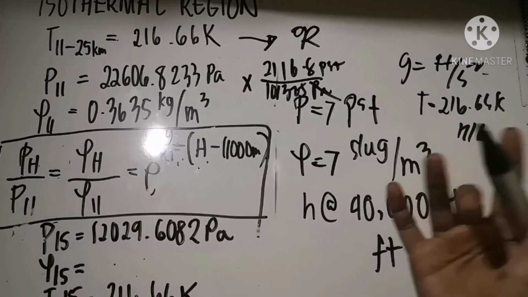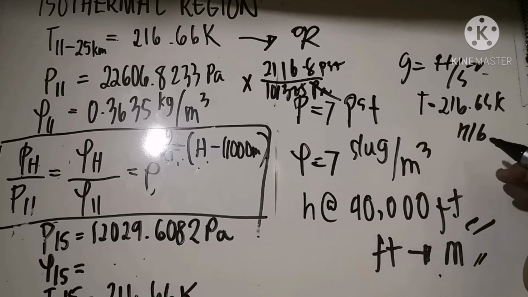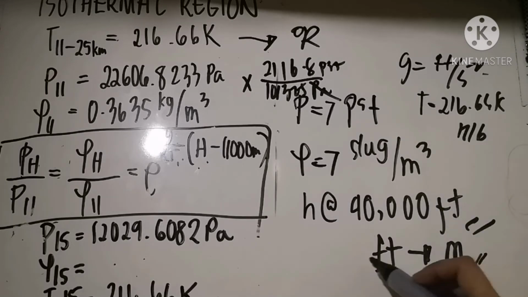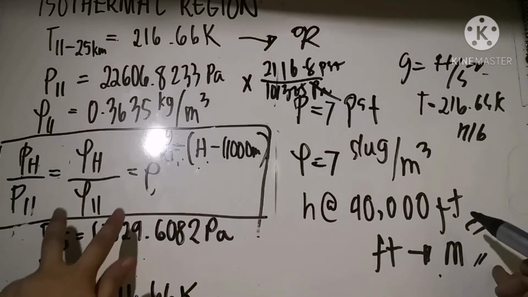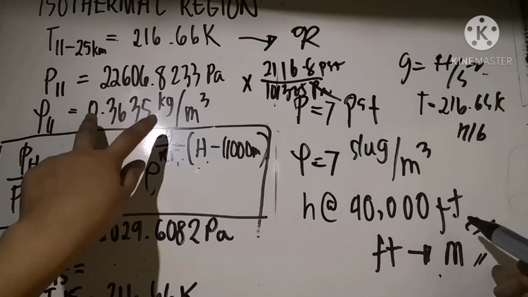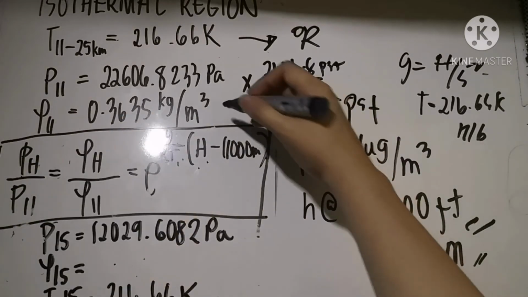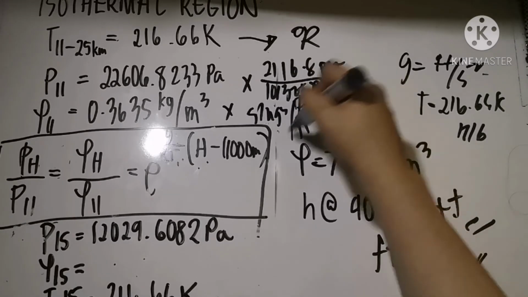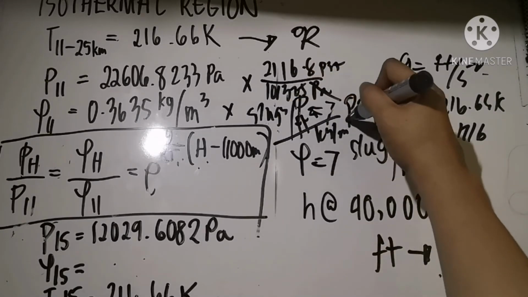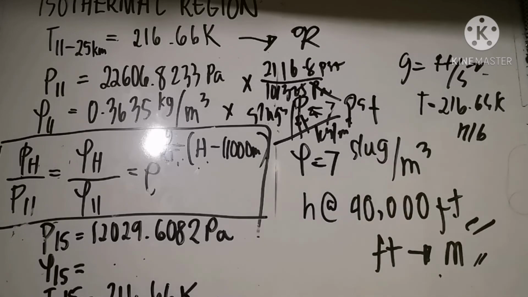Same goes for density. You convert the 40,000 feet to meters, and then the density at 11 kilometers, 0.3635, you convert to slugs per cubic foot divided by kilogram per meter cubed, the value of air.